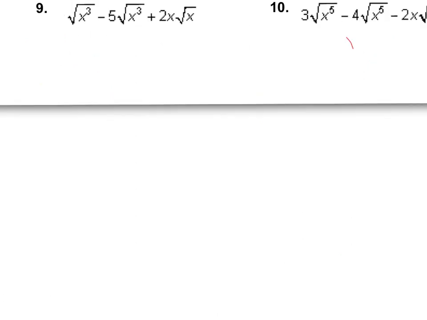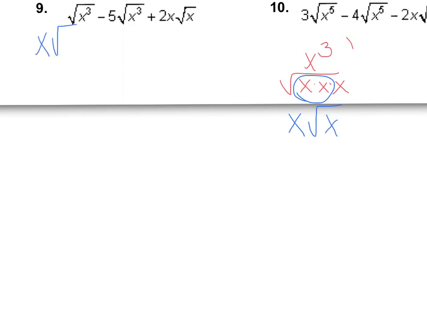All right, number 9 is the last one. So I have the square root of x cubed minus 5x cubed, square root of x cubed, plus 2x square root of x. So starting off with x cubed, well, x cubed is really just x times x times x, and there's a pair of x's, so I get an x on the outside and an x on the inside.